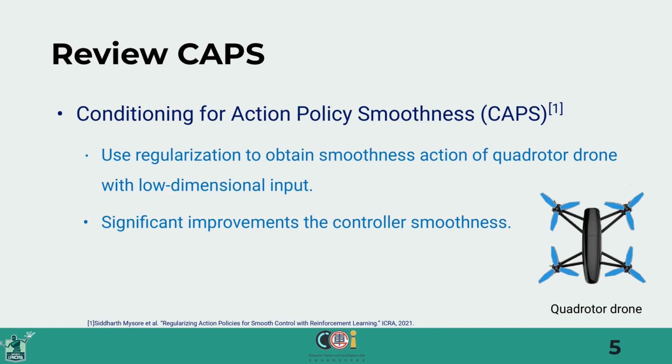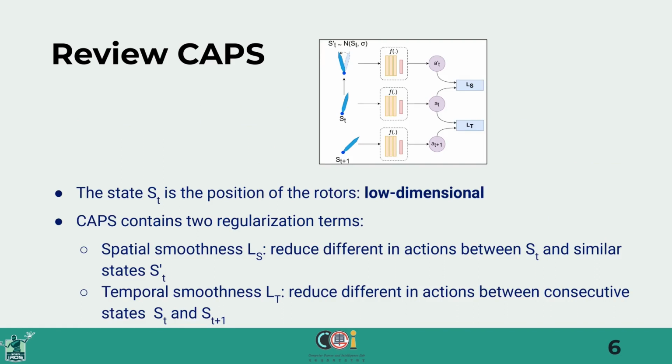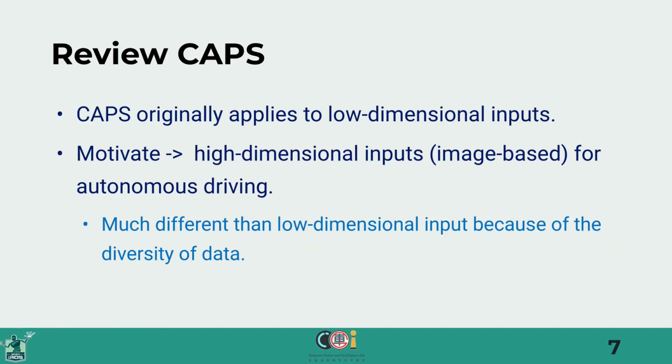Our work is inspired by a work called CAPS, Conditioning for Action Policy Smoothness. CAPS is constructed with temporal smoothness, which penalizes the difference in action between two consecutive states, and spatial smoothness, which penalizes the difference in action between two similar states. CAPS smooths the control of a drone using internal state with low-dimensional input. So in this work, we extend to autonomous racing car with high-dimensional or image-based input, which is much more challenging because of the diversity of data.